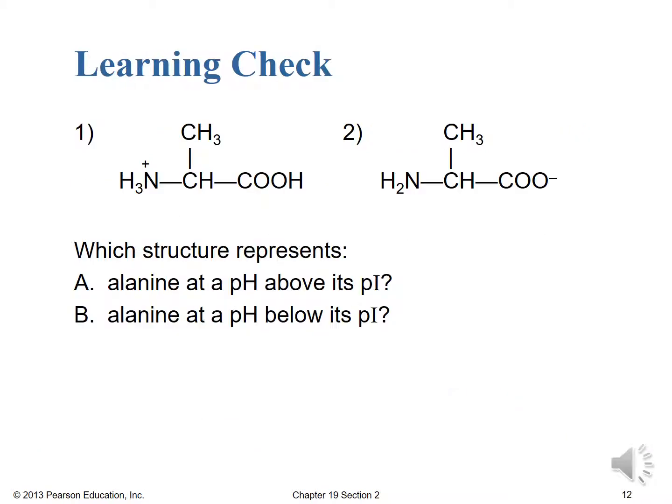So we're able to separate those three amino acids based on their electric charge at that pH. All right, before we leave this part of chapter 19, let's have a learning check, see how we're doing with zwitterions and those concepts. In this learning check, you're asked to identify for those two structures which structure represents alanine at a pH above its isoelectric point, and which represents alanine at a pH below its isoelectric point. So clearly they're both alanine. Stop the video here if you need a moment to make those assignments. Otherwise, continue to listen to the correct answer.